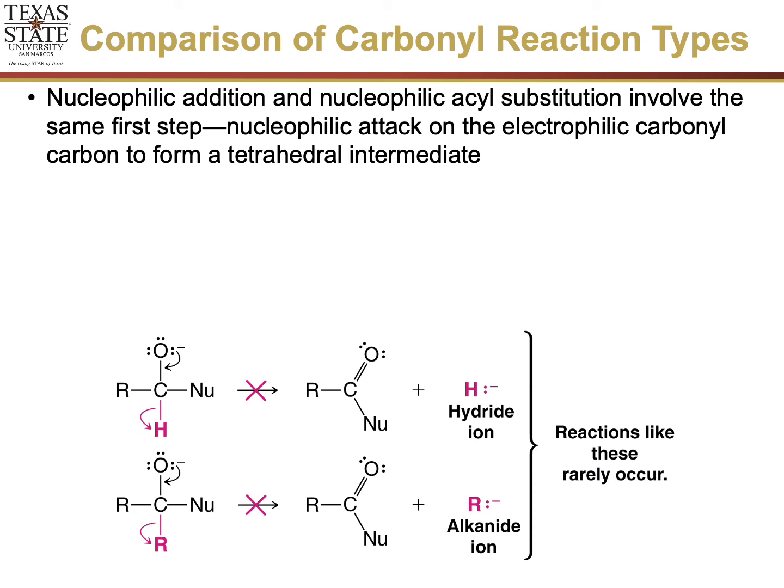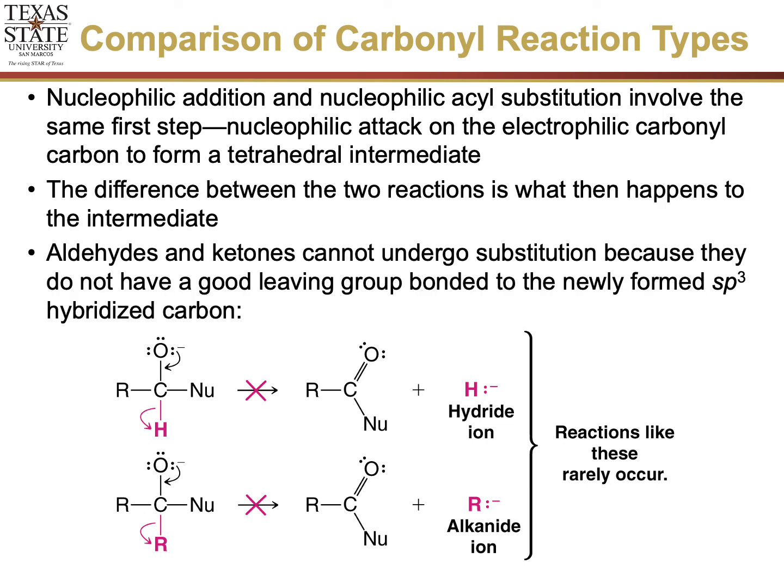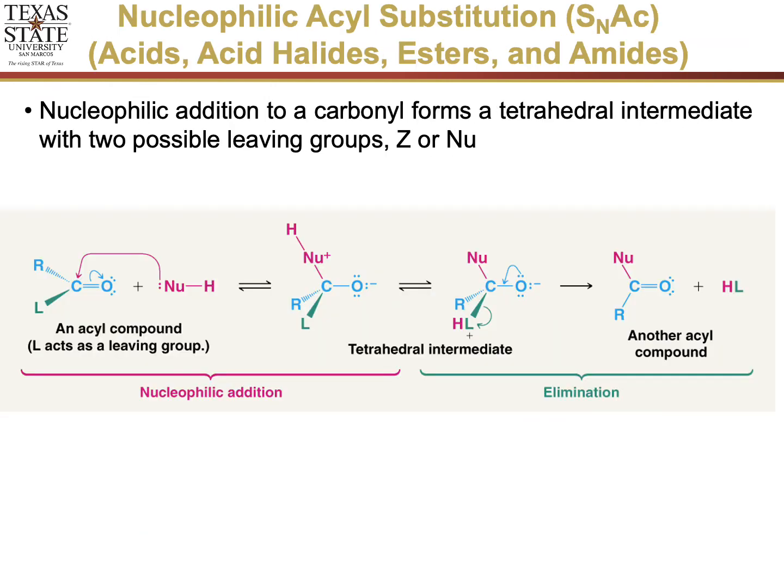Okay, so let's talk about different types of reaction here. Nucleophilic addition and nucleophilic acyl substitution involve the same first step. The nucleophile attacks the electrophilic carbonyl to form that tetrahedral intermediate. Now it all comes down to what happens next, okay? Aldehydes and ketones cannot undergo substitution because the hydride or the carbanion are poor leaving groups, and therefore they do not act for substitution, they only act with addition.